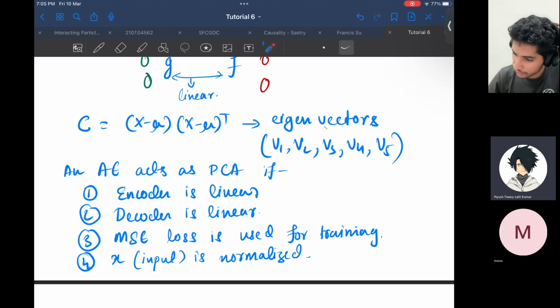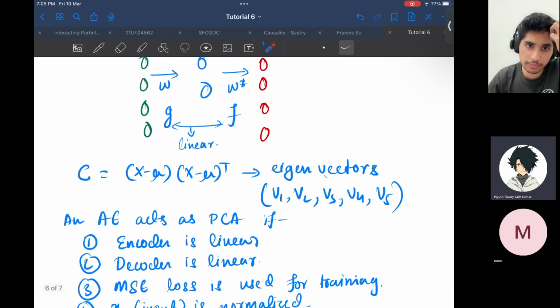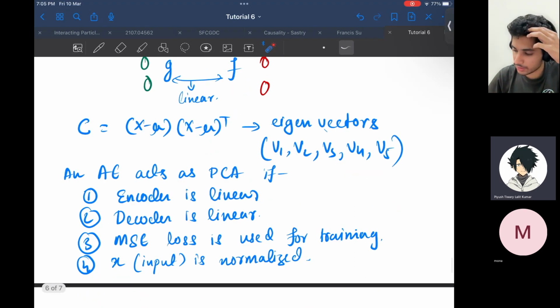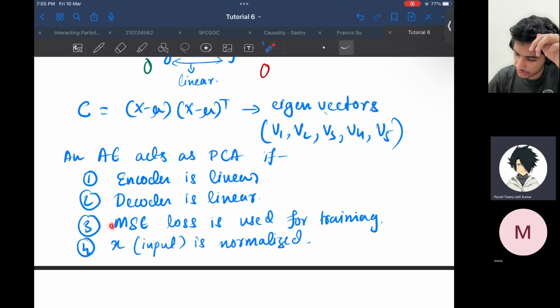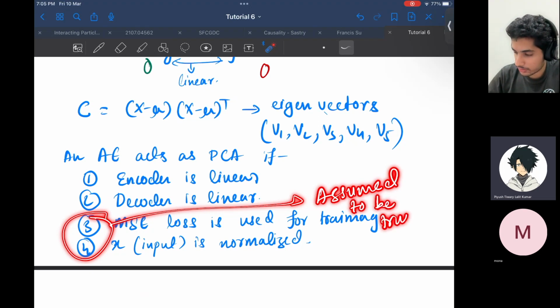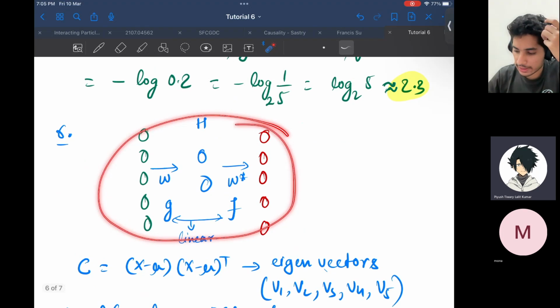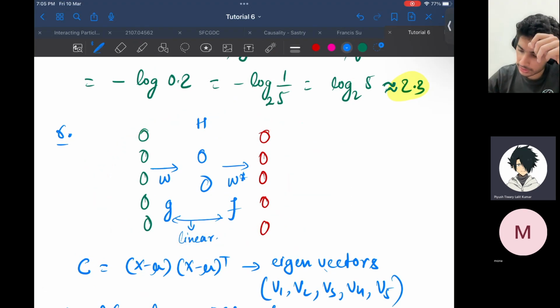And the fourth condition is that the input X is normalized. This also we will assume. These two conditions are assumed to be true whenever you are solving such questions. So all the four conditions are being satisfied, right? So all of them are correct. So this autoencoder will actually act as a PCA. Let me write this down. This will act as a PCA.